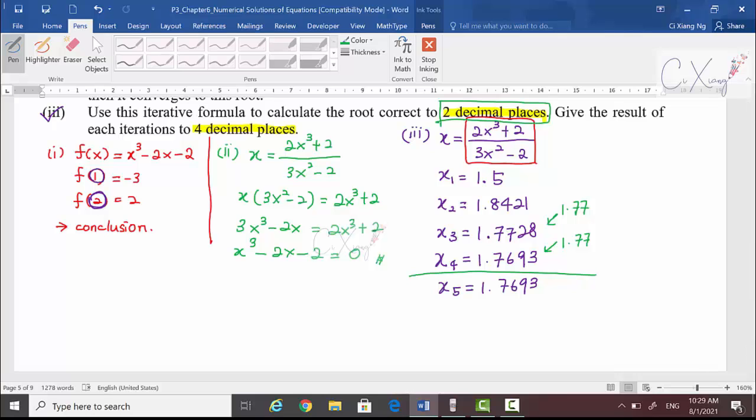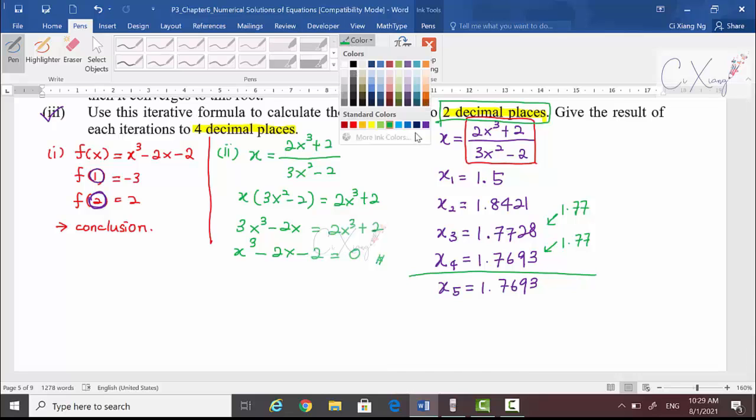But sometimes I want to be on the safe side. Usually I will try 1 or 2 more iterations. So it is not wrong actually. But if you want to stop at x4, it doesn't matter, because the answers for both x3 and x4 are already fixed at 1.77.